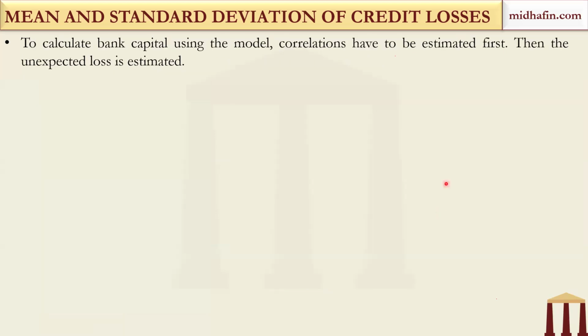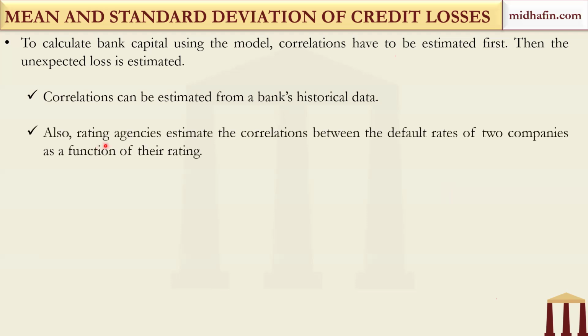Now to calculate the bank capital using the model, rho is an important parameter which has to be estimated, right? We had rho in the calculation of sigma p. In the calculation of sigma p, you need to have rho. Only then you can have the unexpected loss. So correlations can be estimated from a bank's historical data. Also, rating agencies estimate the correlations between the default rate of two companies as a function of their rating.